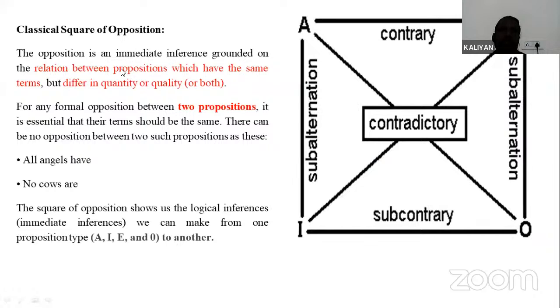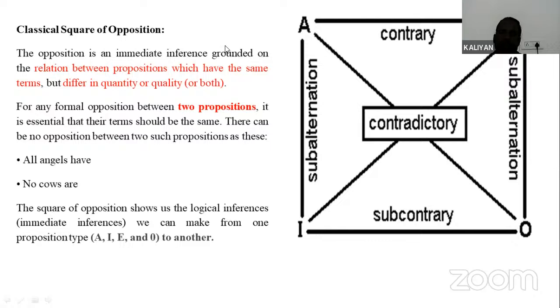the classical square of opposition. This is very important in this unit. Based on our categorical propositions, we made this diagram. I will definitely explain this diagram. Opposition is an immediate inference grounded on the relationship between propositions which have the same terms but differ in quantity, quality, or both. So this is formal opposition between two propositions.